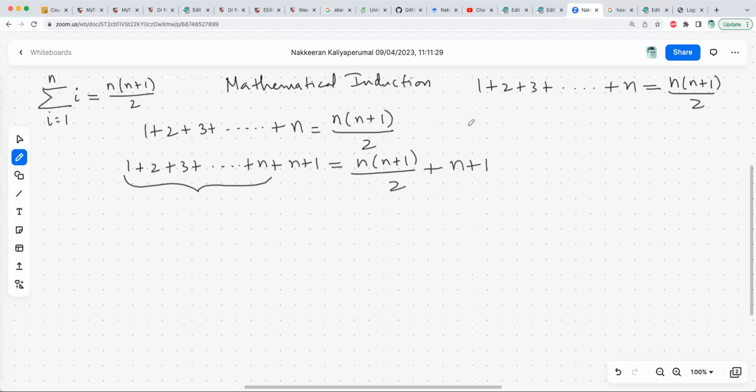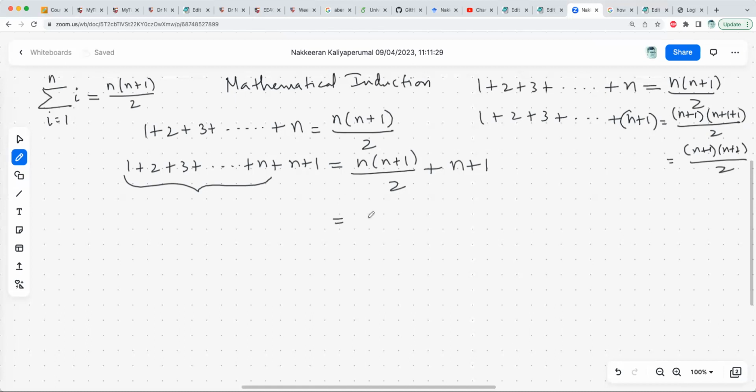On its own, we know that 1 plus 2 plus 3 plus all the way to n plus 1 is the last term. All we need to do is, where n appears, we have to put n plus 1. This is what is called mathematical induction. So that becomes n plus 1 multiplied by n plus 2 over 2. So this also we need to show that it converges like that.